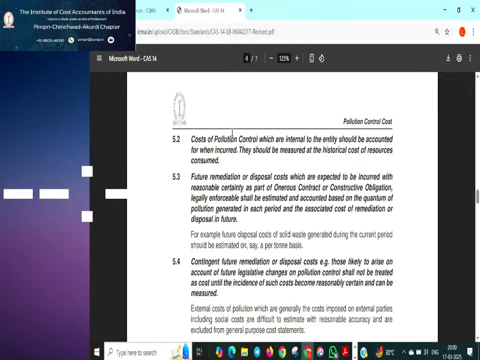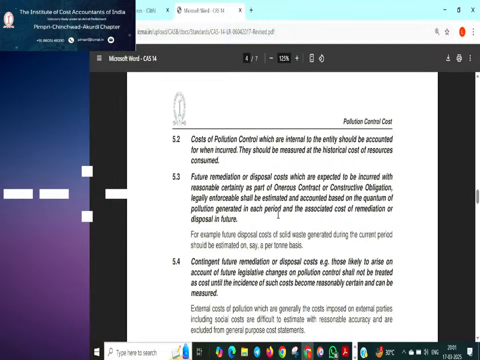Then moving on to cost of pollution control which is internal to the entity, it should be accounted for whenever it is incurred, and it is always measured at historical cost. Coming to future remediation or disposal cost which is expected to be incurred, that is, you have discharged that particular waste into the water bodies and you know very well that you've got to set it right as per the contract or constructive obligation which is legally enforceable, then this needs to be quantified. It should be accounted for in the period in which it was generated.